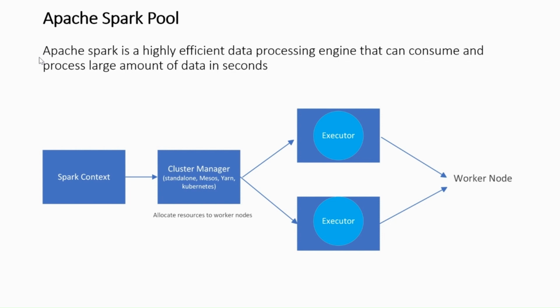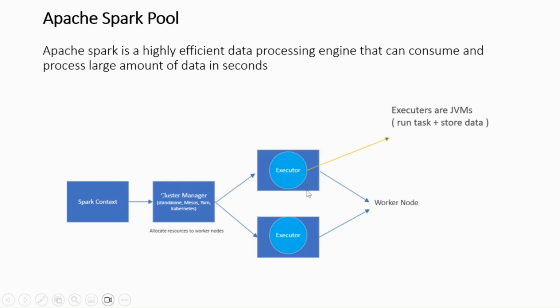So how does it work? When the Spark application runs, a Spark context is created, which calls the cluster manager to allocate resources to the worker nodes. After the resources are allocated, the Spark context sends the code to the executors. Each worker node has a separate executor, and you must be wondering what an executor is. So, executors are nothing but JVMs which run tasks and store data for the application.